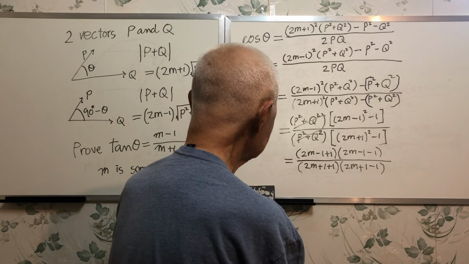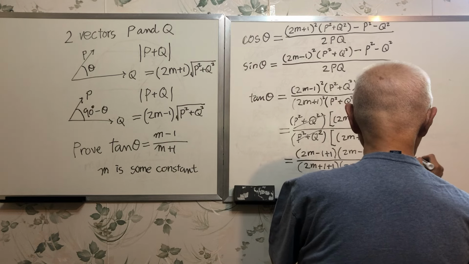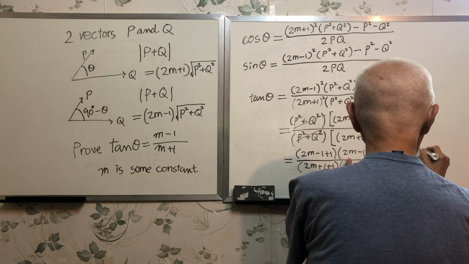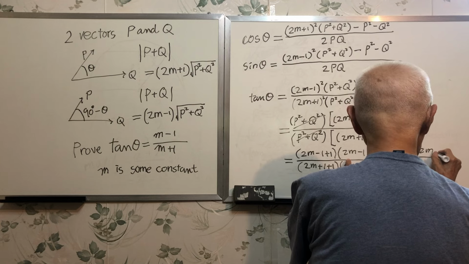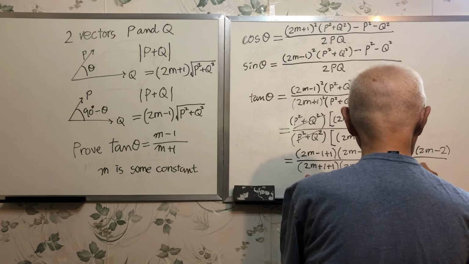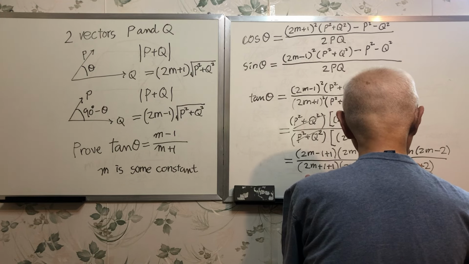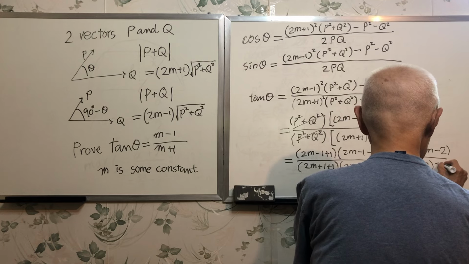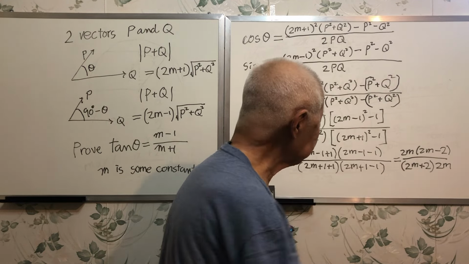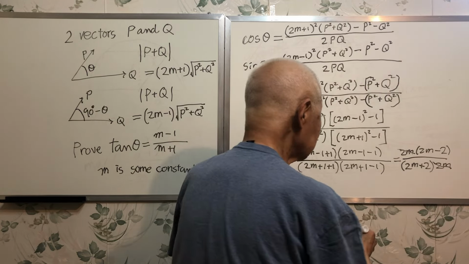Let's see. What do I have? I have 2m minus 2. I have 2m plus 2, and I have 2m. So 2m and 2m cancel. I have 2m minus 2, 2m plus 2.